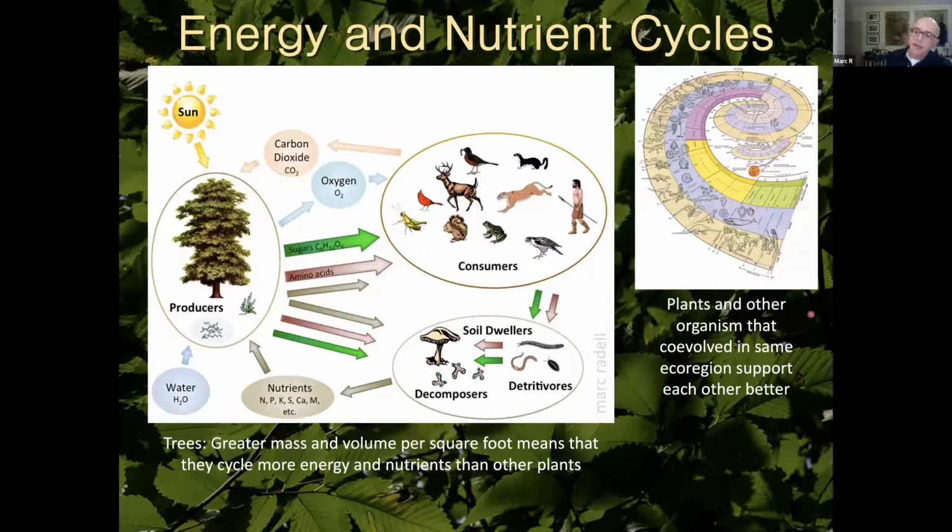And of course, as a native plant group, native plants that co-evolved with other organisms in the same ecoregion support each other better. That's why native plants, including native trees, are better: they've evolved for tens of thousands of years, if not longer, sometimes shorter, with these organisms to maximize all of those interchanges. So that is a very simplified version of why native plants are better than non-native plants in supporting the ecosystem and biodiversity, and also the outsized role of trees in the whole food and nutrient cycle.